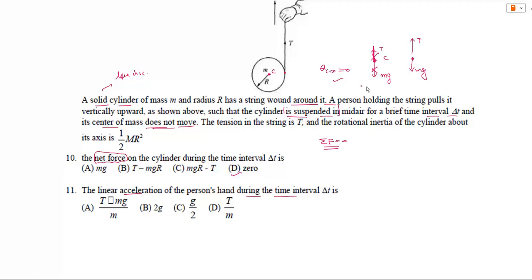So from the first question, if acceleration of center of mass is zero, from here then we will write tension must be equal to mg. But what we have to calculate? We have to calculate the acceleration of the person's hand. Now acceleration of person's hand means what? The acceleration of this point P. So that point P is the point on the string. So whatever is the acceleration of point P is the acceleration of the string, or the acceleration of the man's hand.